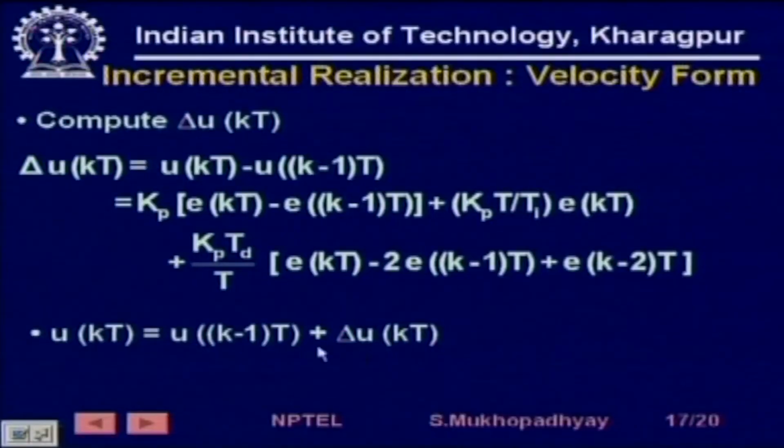And then finally, we have to give u to the plant. So, we simply add uk minus 1 to the delta uk that we have computed. So, we have to simply add uk minus 1 with that.